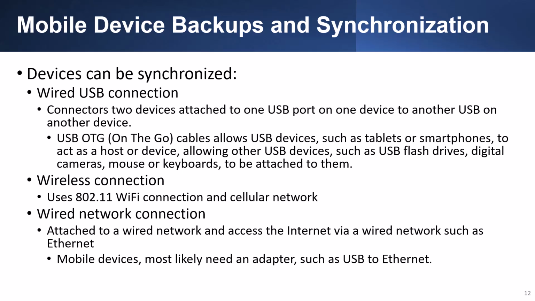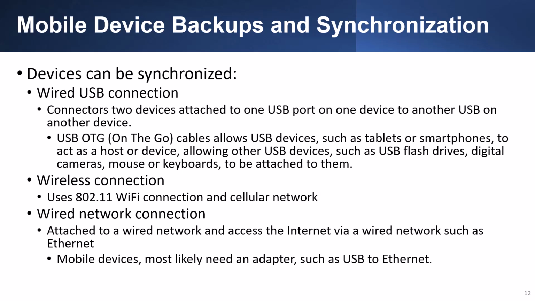Devices can be synchronized with a wired USB connection, where you connect a USB port on one device to a USB port on another device. USB On-The-Go, or USB OTG cables, allow USB devices such as tablets or smartphones to access a host device, allowing other USB devices such as USB flash drives, digital cameras, mice, or keyboards to be attached to them.